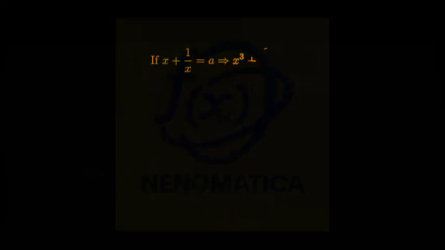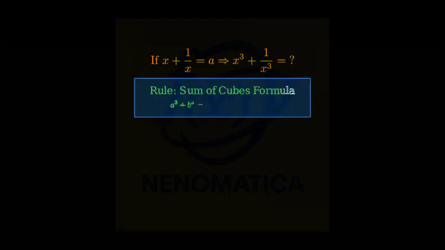Let's begin with our problem. If x plus 1 over x equals a, find the value of x cubed plus 1 over x cubed. To solve this problem, we'll use the algebraic identity for the sum of cubes. The identity states that a cubed plus b cubed equals the quantity a plus b cubed minus 3 times a times b times the quantity a plus b.